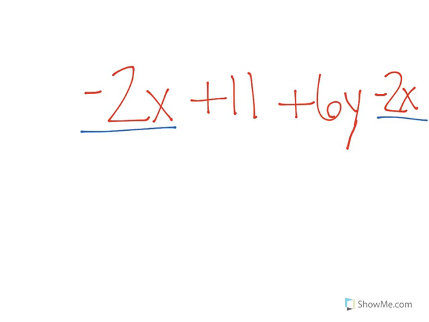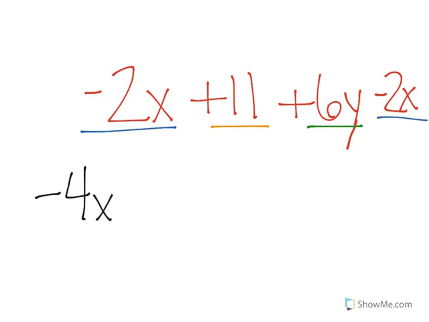I'm going to do green for my y's and then yellow for my constants. So on this, I have three different things. I have variables with x's, I have variables with y's, and then I just have constants. So I'm going to combine my x's with my x's. I'll do this in black. You get a negative 2x minus 2x. If they're both negative, you add them up.